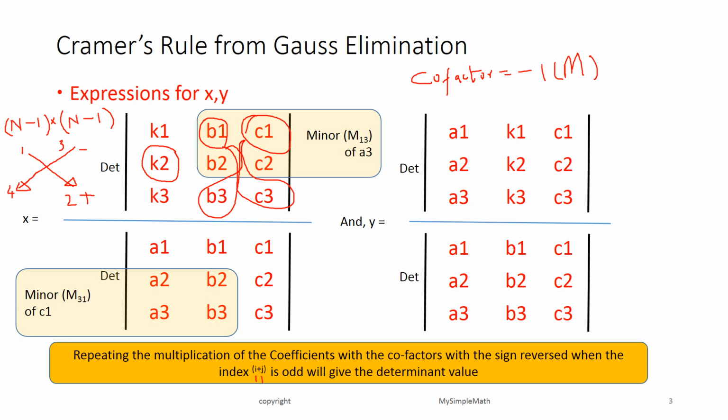So let's say, for example, the cofactor for A3. The cofactor for A3 would be C1 B2 going opposite of this, C1 B2 minus B1 C2. And similarly, the cofactor for B3, let me change the pen, it's getting messy here. The cofactor for B3 right here would be C1 A2 minus A1 C2.